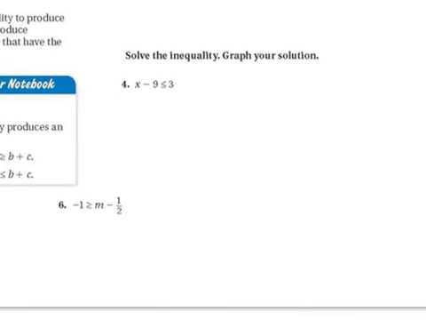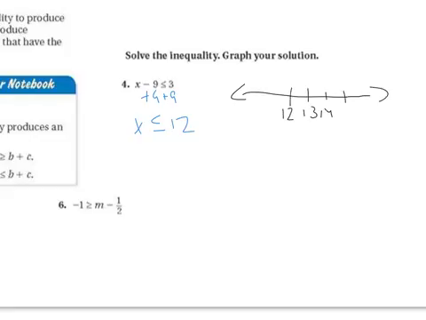So let's look. Here, add the 9, add the 9. So you have x less than or equal to 12. And it says to graph it. Again, put 12 in the middle. 13, 14. It always goes up to the right, down to the left. It's a less than or equal to. So you have a filled in circle, and less than means to the left. Okay?